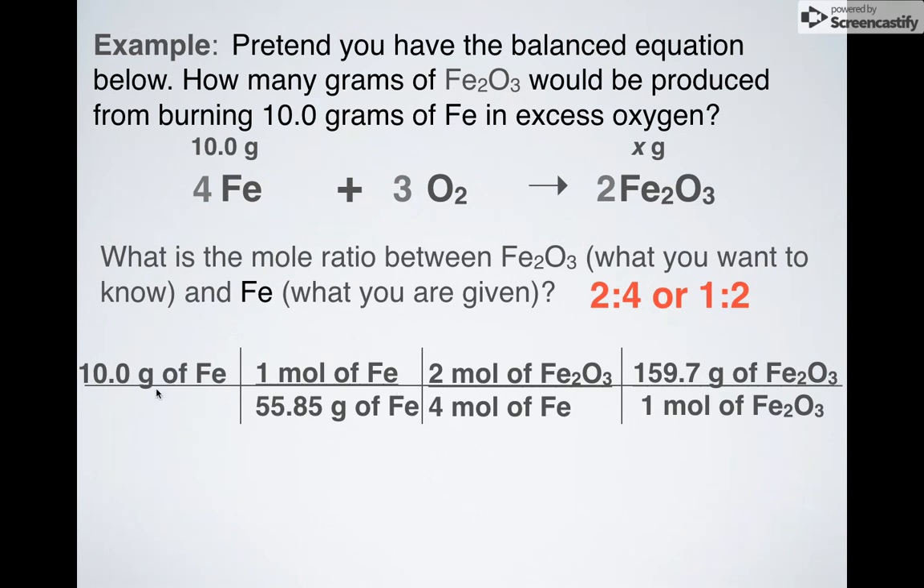So what does that mean? Everything cancels. Yay! 10 grams divided by 55.85 times 2 divided by 4 times 159.7. What does that get in your calculator? About 14.3 grams. And again, that's how you solve any gram-to-gram question, okay? It's 3 steps. It's called the bridge method. It's a lot easier than the 2-step ones, I think. And that's because you always do the same thing. Divide by molar mass, mole ratio, multiply by molar mass, always, and it's always in the same order.